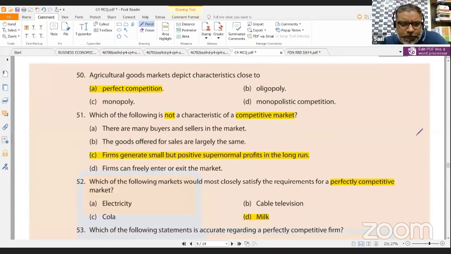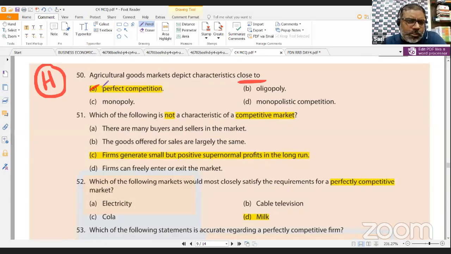Then question number 50: agricultural goods market depicts the characteristics close to what? Once again, we cannot judge that, but in general, perfect competition, at least on the ground that most of the goods are homogeneous in nature. Again, you cannot say, normal rice, basmati rice, how can they be homogeneous? Not in that sense, but in general, most of them are homogeneous in nature. So we can say at least close to perfect competition, yes.